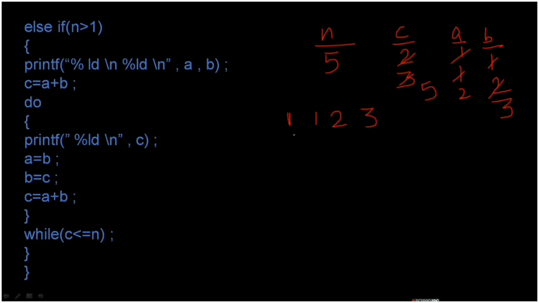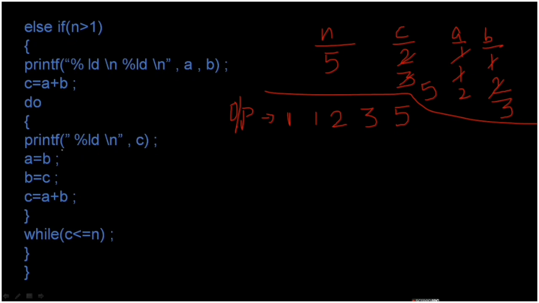Now again we will check whether 5 is less than or equal to 5. Yes, the condition is still true. So again we will go into the loop and then we will print the value of C, that is 5. This is our output. So we printed the value of the C, that is 5.